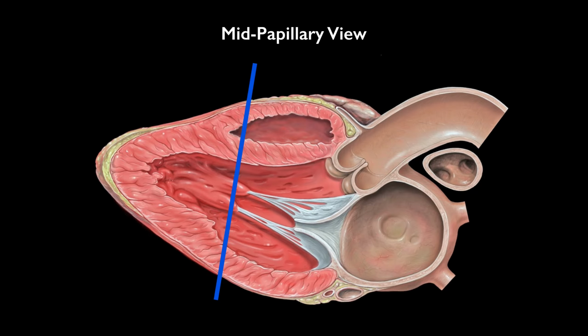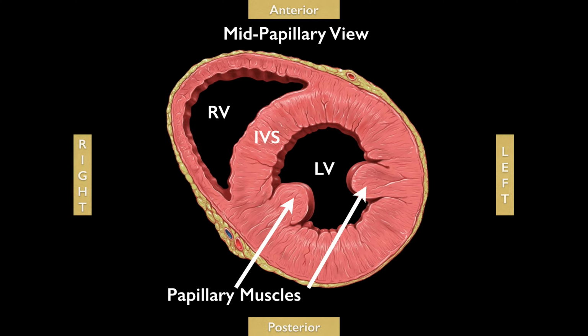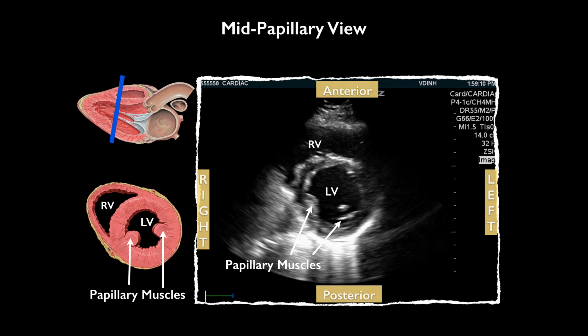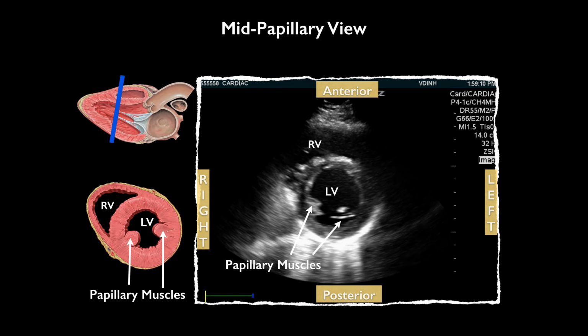Depending on where you cut or where you turn your probe, you're going to cut different portions of the cone, or the left ventricle. You're going to see different views. So if you cut it right at the papillary muscles, you're going to get a mid-papillary view. And this is what it looks like there, where you can see both of the papillary muscles, the interventricular septum, the left ventricle, and the right ventricle. And this is how it looks like in an actual patient.